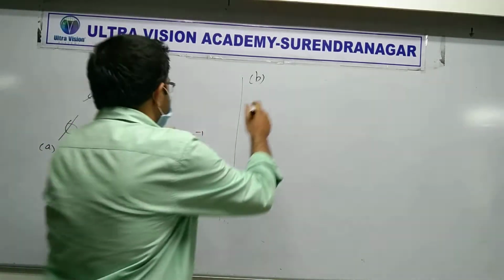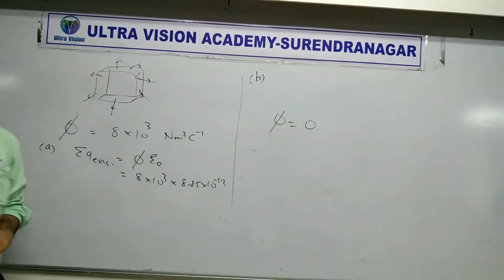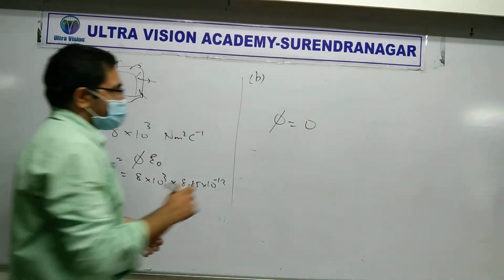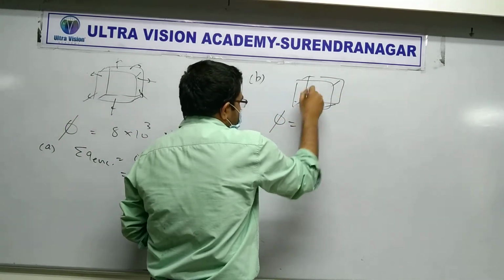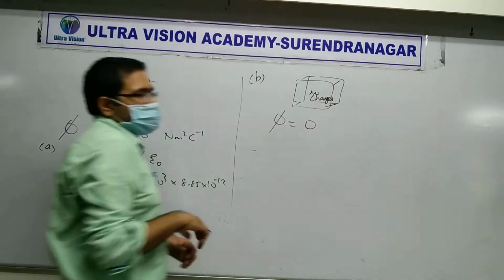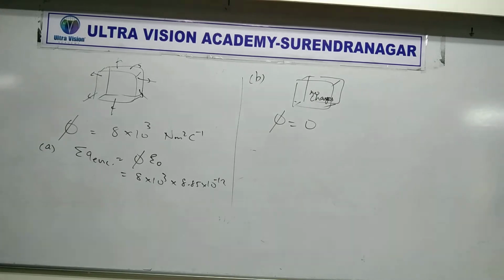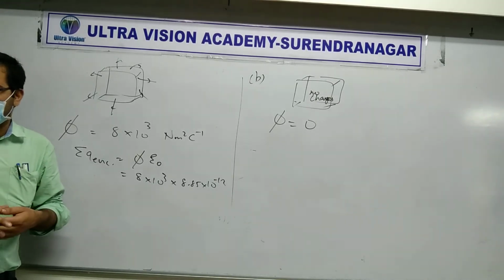So, presenting a new case where the flux for this same box is now zero. It's not this much, let's say it is zero. Then they are asking, does it mean that inside this box there are no charges? Yes or no? No. If yes, why? If not, why? You have to explain yourself.